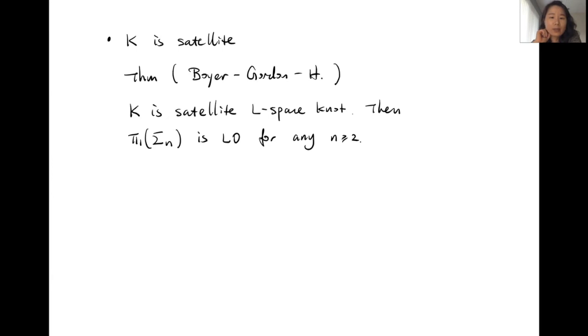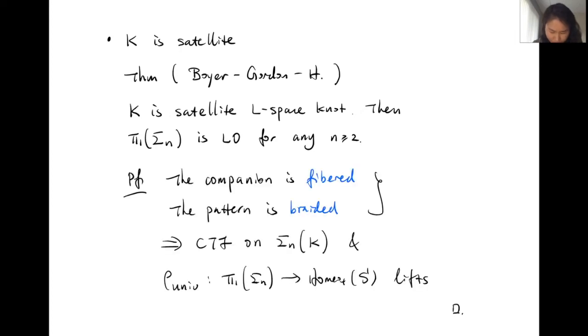So again, if you have a satellite L space knot, then all the cyclic branched covers will have left-orderable fundamental groups. And in this case, we are using the universal circle action coming from CTF. The key properties we need from an L space satellite knot are that the companion knot is fibered and the pattern is a closed braid. Okay.